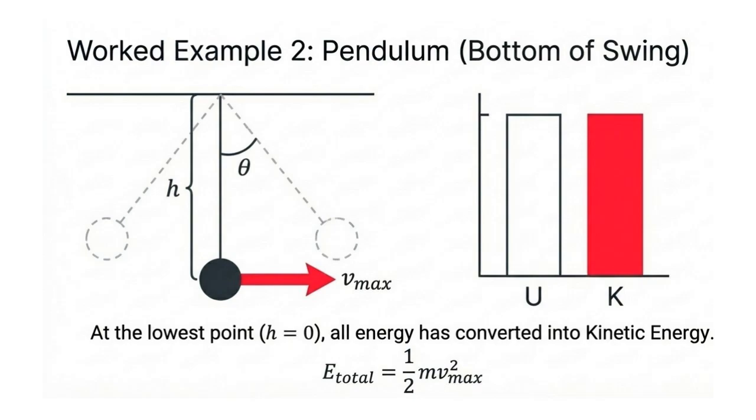Instead, all the energy has transformed into kinetic energy, which is at its maximum. The equation shows that the total energy is equal to 1/2 times the mass times the maximum velocity squared. This is reflected in the bar chart, where kinetic energy is at its peak and potential energy drops to 0. This example demonstrates the clear energy conversion from potential to kinetic energy as the pendulum swings downwards.